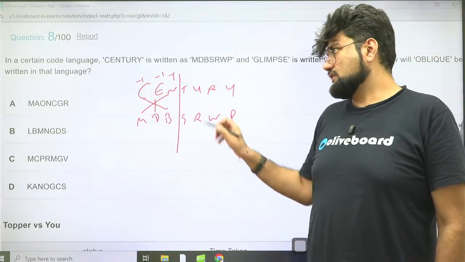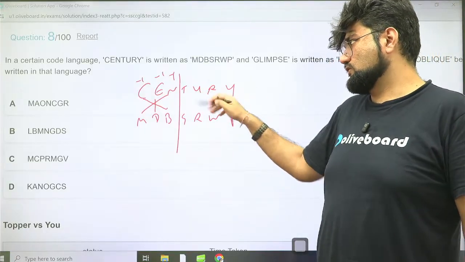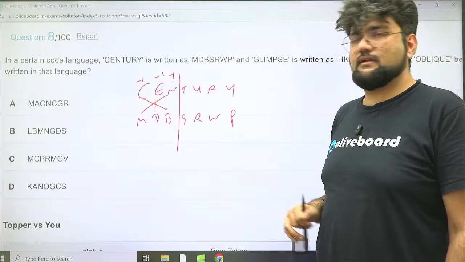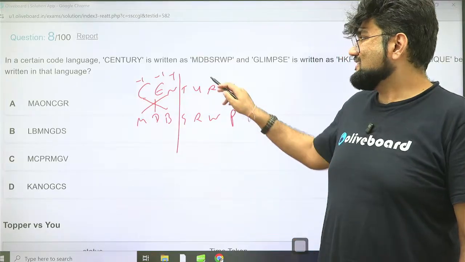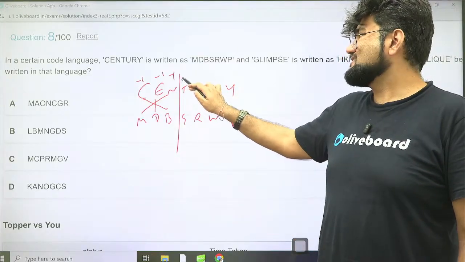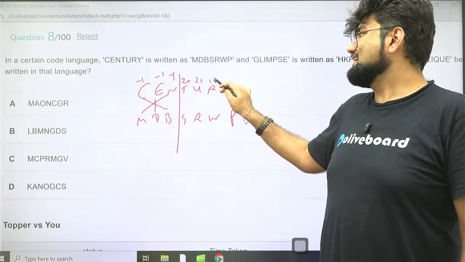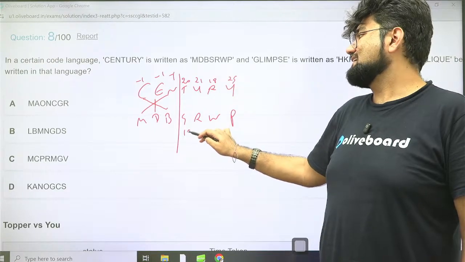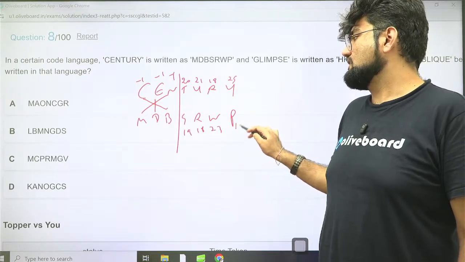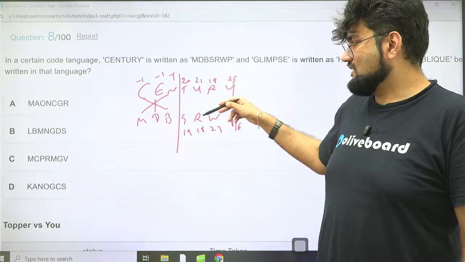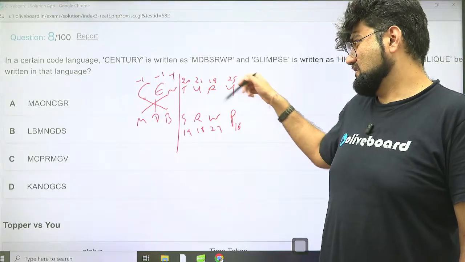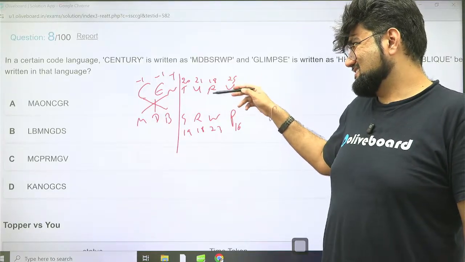Okay. So the other thing is you can think that probably these 4 will go together, but that is also not happening. So what else is now happening? So just look at them. This is 20, 21, 18, 25. And look at this 19, 18, 23, 16. Now try to establish a relationship. 20, 18, 20, 23, plus 3. Plus 3. Anything else with plus 3?